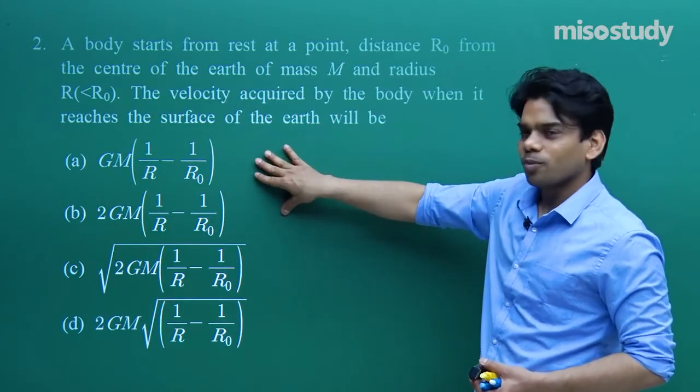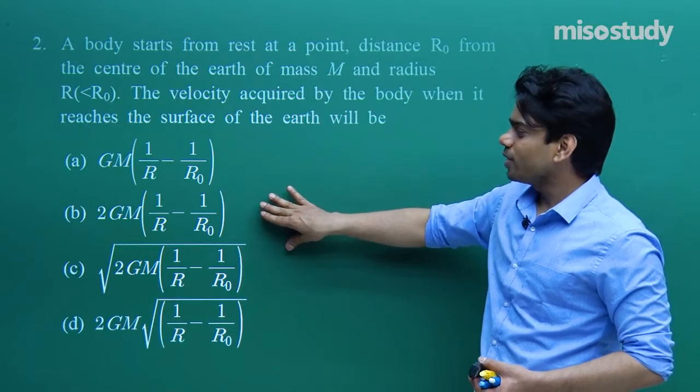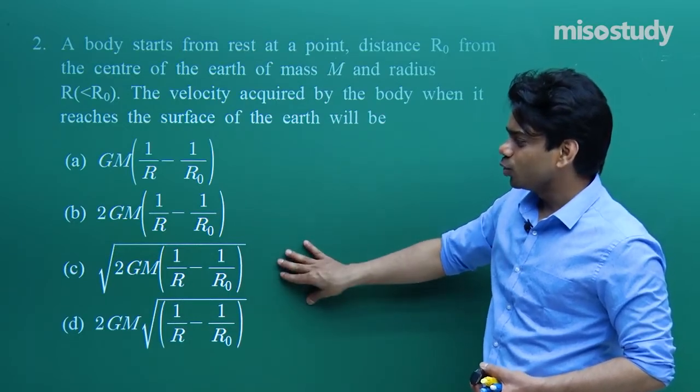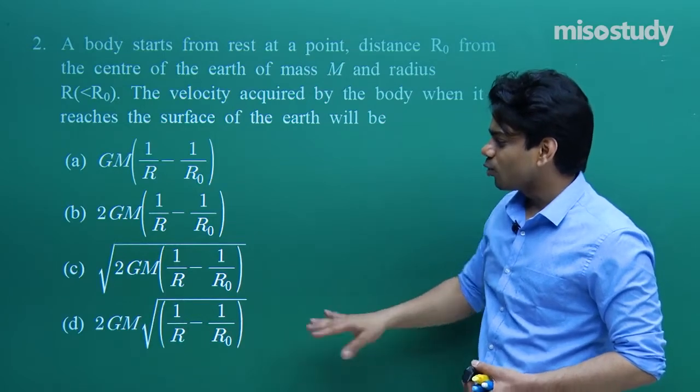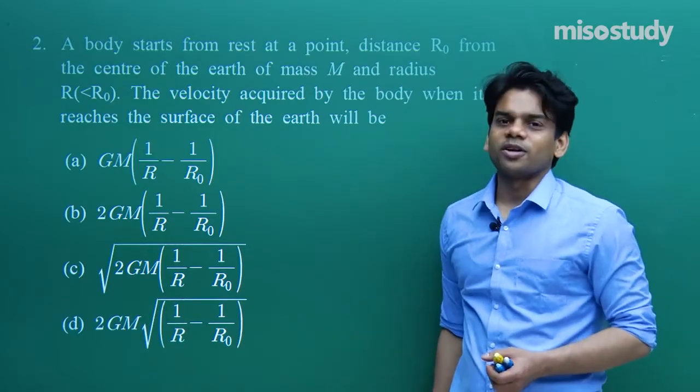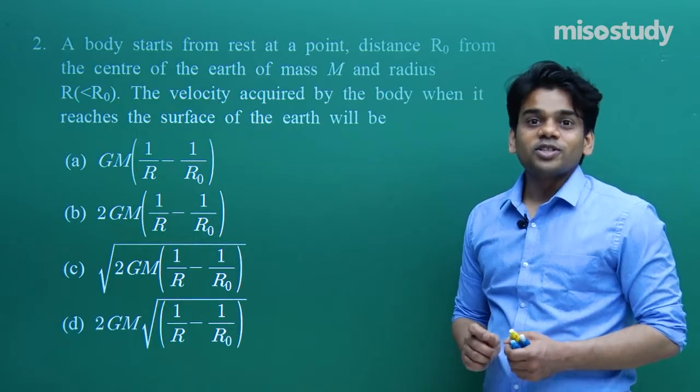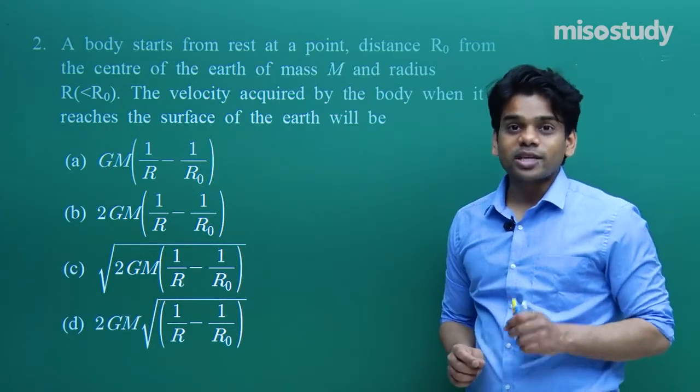Option A, GM (1/r minus 1/r0). B, 2GM (1 minus r minus 1/r0). C, under root 2GM (1/r minus 1/r0). D, 2GM under root (1/r minus 1/r0). To solve such a question, first you draw the diagram and try to understand what is happening.